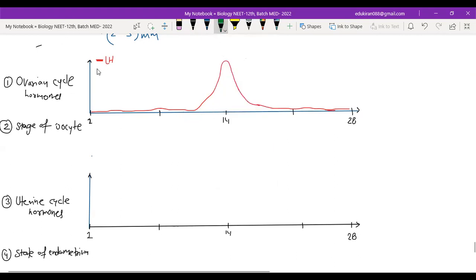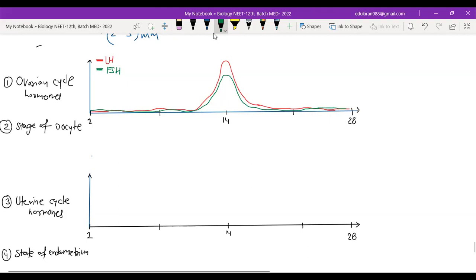Now let me use green for FSH. What will happen for FSH? What does FSH help in? The level of FSH also stays low, and only comes up but stays lower than LH at day 14, then again goes low and stays low.